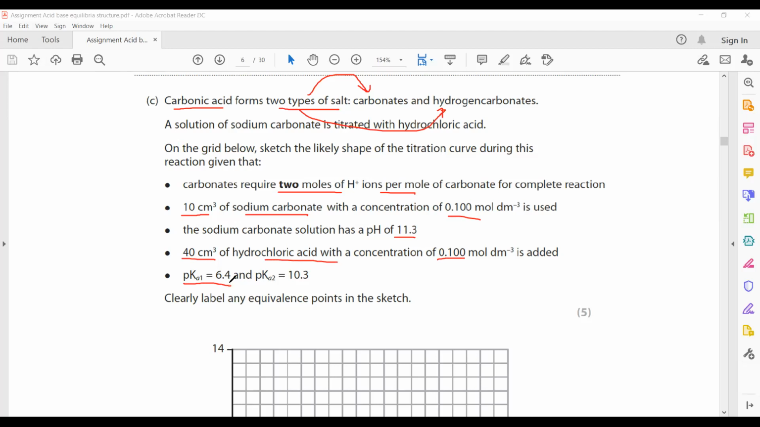pKa refers to the dissociation constant, and using this dissociation constant, you can identify the vertical part. And pKa2 is 10.3. Now clearly label any equivalence point in the sketch. So they gave you the hint that there is carbonic acid because you have sodium carbonate.